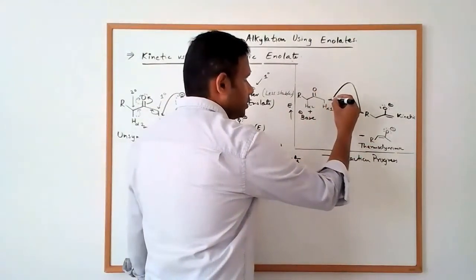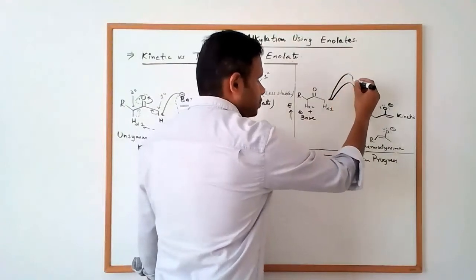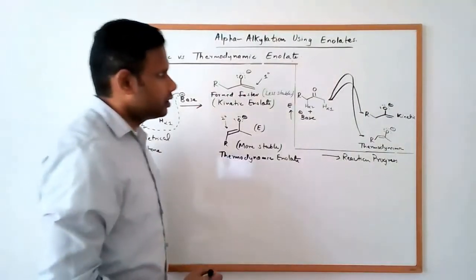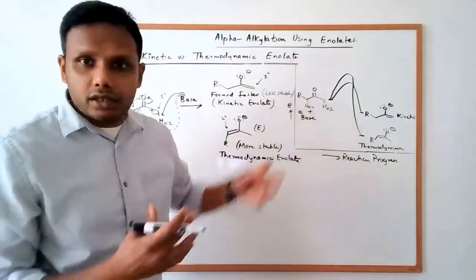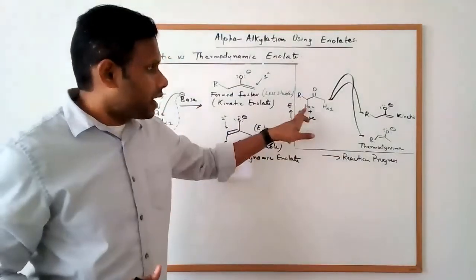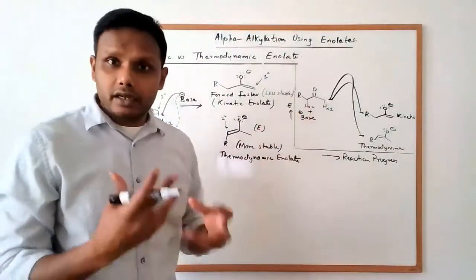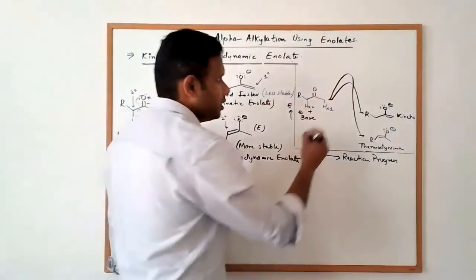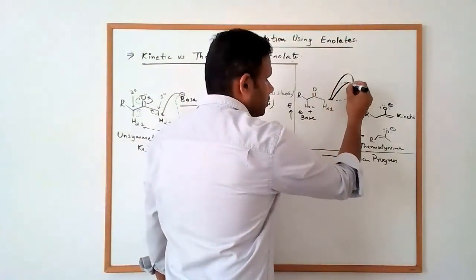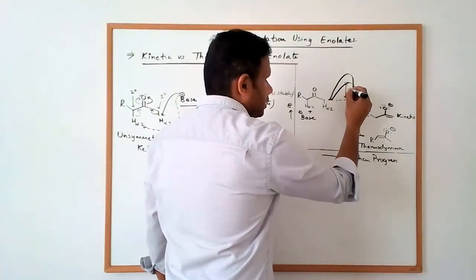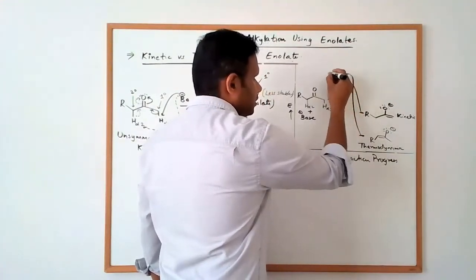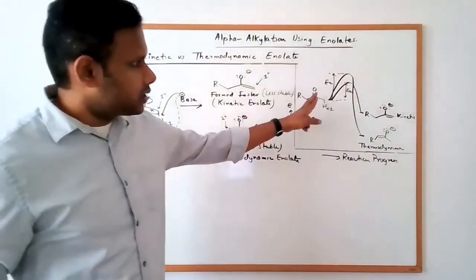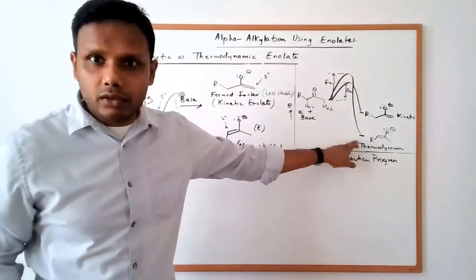But to go from the alpha carbon compound to the thermodynamic enolate, it's going to need more energy, okay? Because we are trying to deprotonate a more sterically hindered alpha hydrogen here. So it would be harder to do. And that's reflected in the higher activation energy that we need, because recollect that this difference here is our EA, activation energy. So the activation energy needed to form the thermodynamic enolate is much higher.